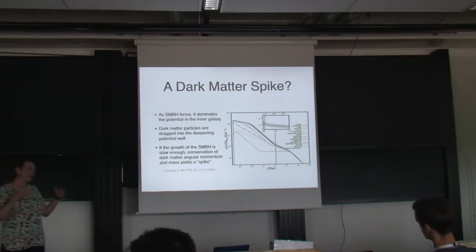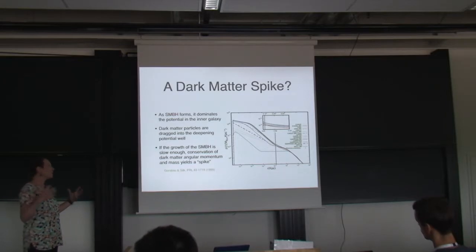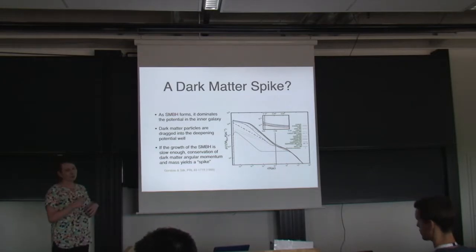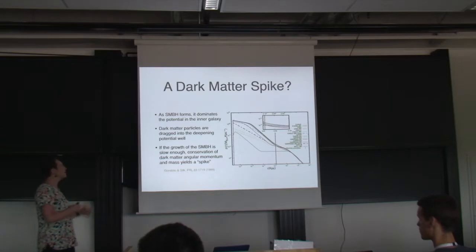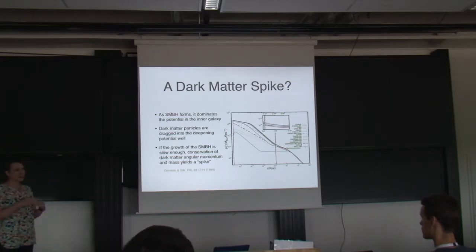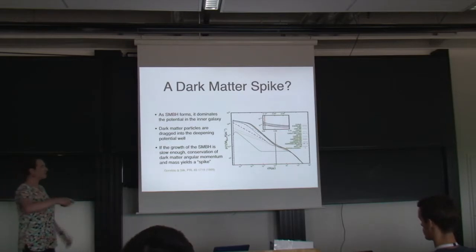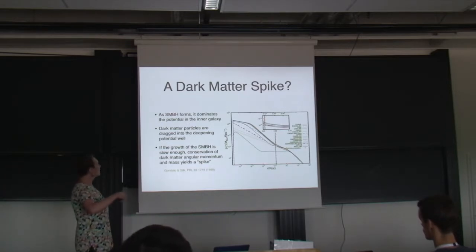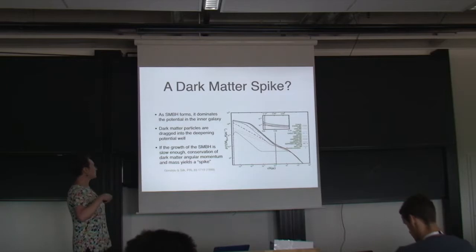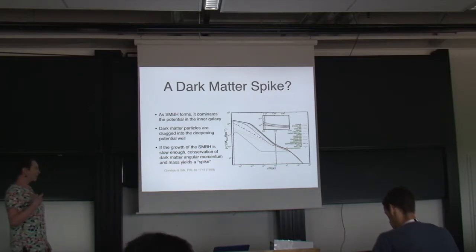And so as the supermassive black hole grows, if it grows slowly enough, then basically you just do conservation of angular momentum. And what you find is that the dark matter density grows into a very large spike in the really inner region of the galaxy. And so this sort of prescription was first put forward by Gondolo and Silk decades ago now.